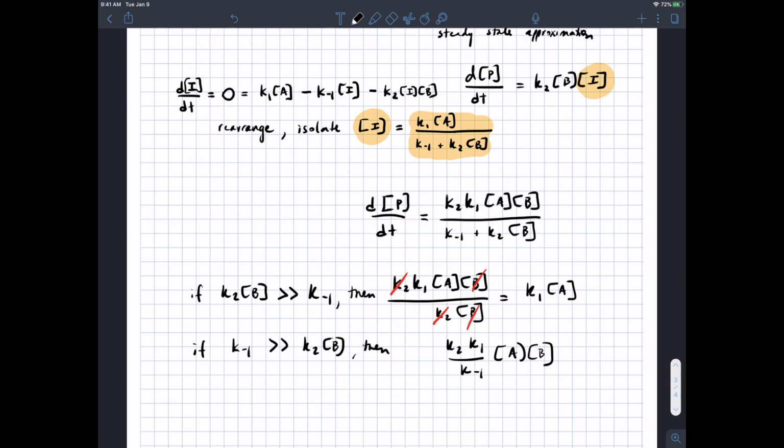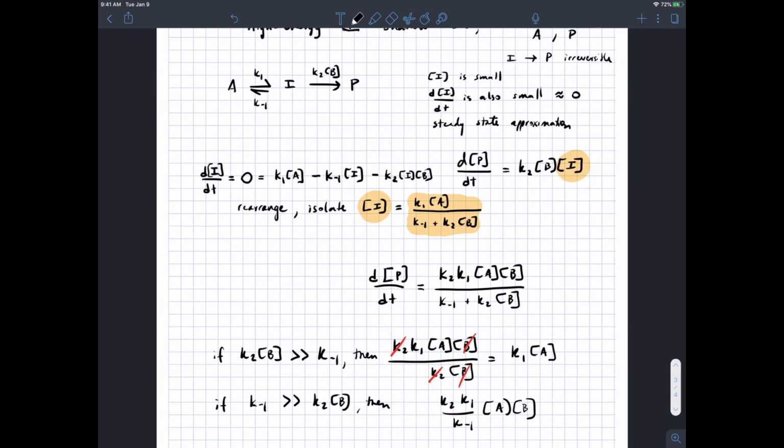So chemists will often use the steady state approximation to design experiments that will tell them something about the mechanism. For example, if this proposed mechanism makes the prediction that you should be able to remove the dependence on B if you got enough B there.